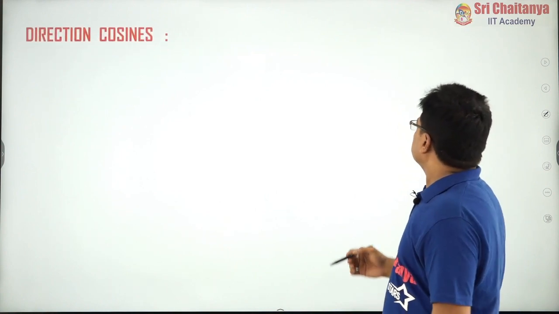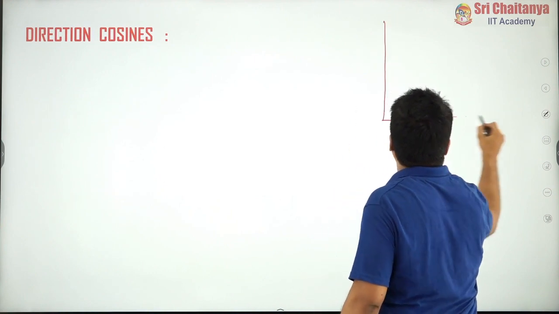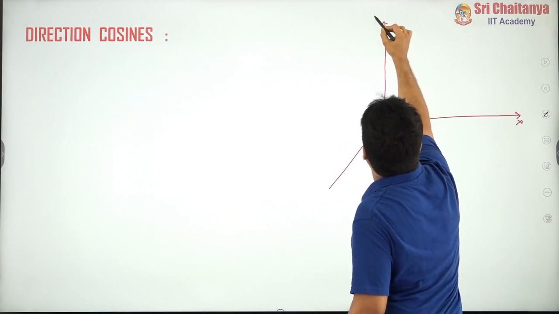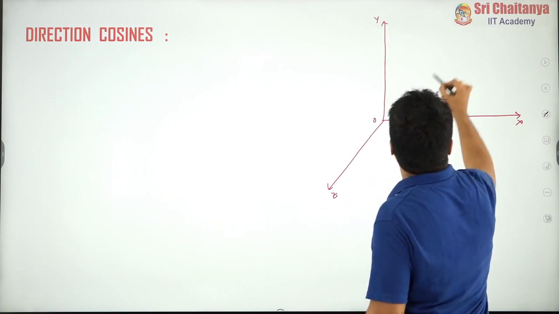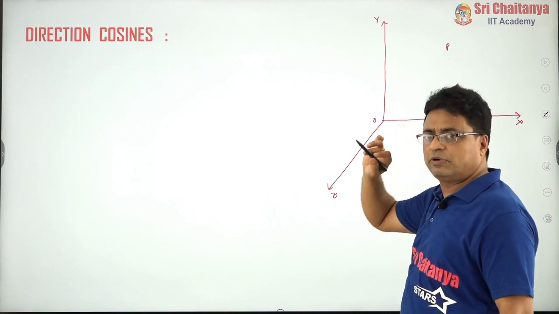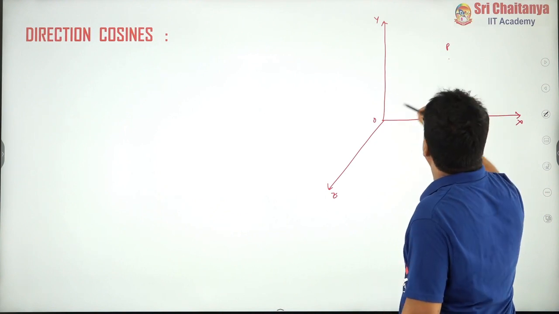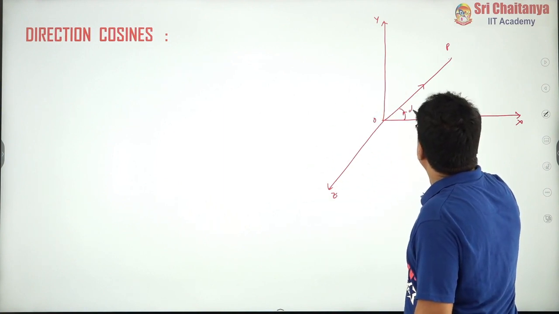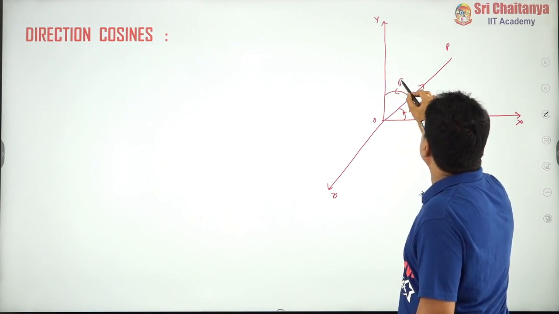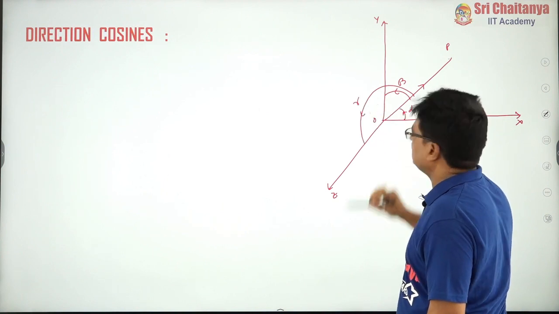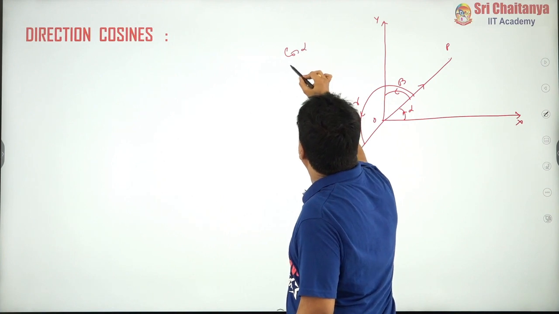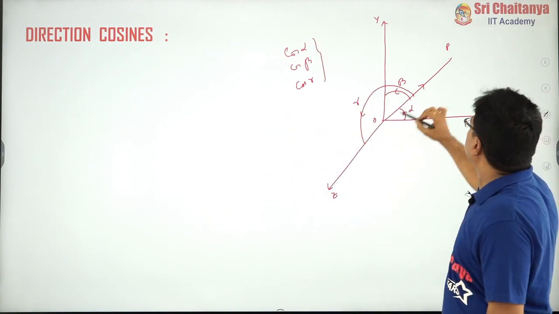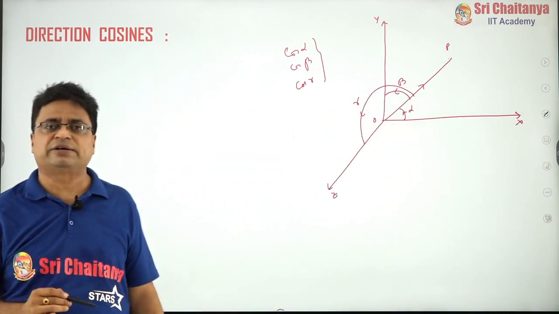See my friends, direction cosines. Suppose this is my plane, origin, this is x axis, this is y axis, this is z axis, and P is any point in the OXYZ system, and this is vector OP bar, the position vector of the point P. If it makes an angle alpha with x axis, an angle beta with y axis and an angle gamma with the z axis, then cos alpha, cos beta, cos gamma are called the direction cosines of the vector OP bar.